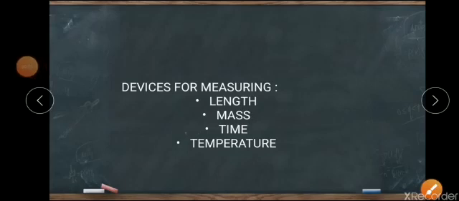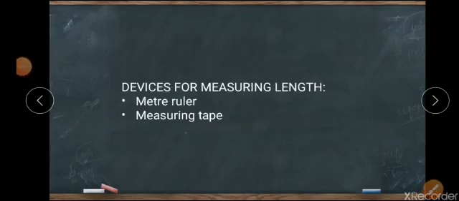Now we are going to start with the devices for measuring length. These are the two devices used for measuring length, meter ruler and a measuring tape. So meter ruler is very much familiar to you, measuring tape also is familiar to you. Let's see how we are going to use these two.